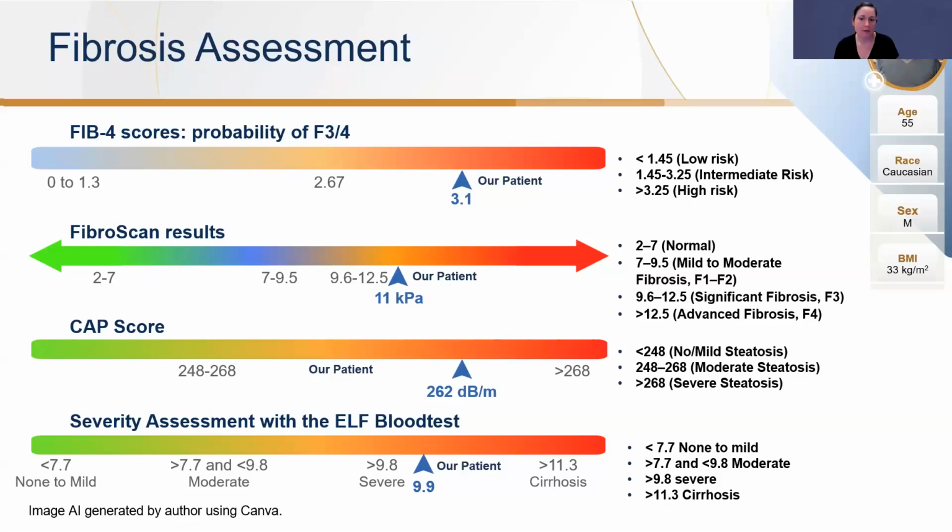If you don't have access to FibroScan, or there's concern about discordance, maybe the quality of the exam wasn't there, then you can also do an ELF test, which is a proprietary serum test that is a send out and pretty much available in all labs now, that looks at a variety of biomarkers in the serum to, again, risk stratify. So less than 7.7 is virtually no fibrosis or mild. Anything up to 9.8 is moderate, 9.8 to 11.3 is severe, and cirrhosis is above 11.3.